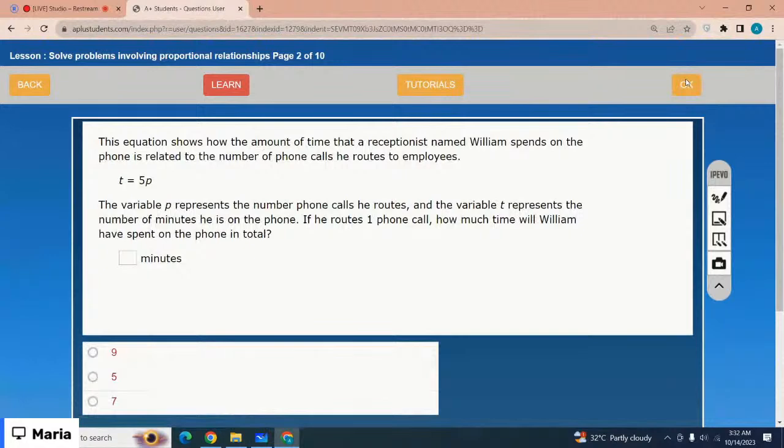Okay, the next one: this equation shows how the amount of time that a receptionist named William spends on the phone is related to the number of phone calls he routes to employees. T equals 5P. P represents the phone calls he routes, and the variable T represents the number of minutes he is on the phone. If he routes one phone call, how much time will William have spent on the phone in total? One phone call means P equals 1. So replace P with 1 in the relationship.